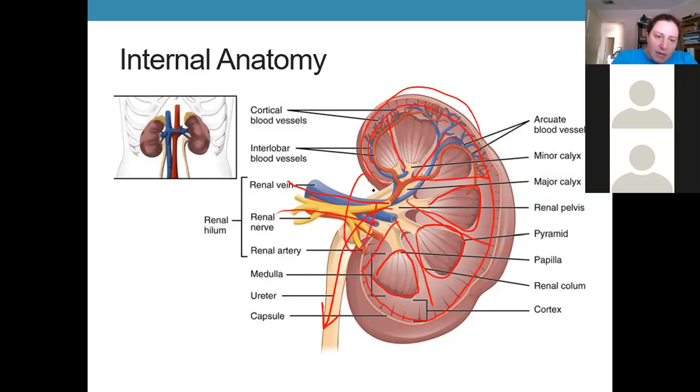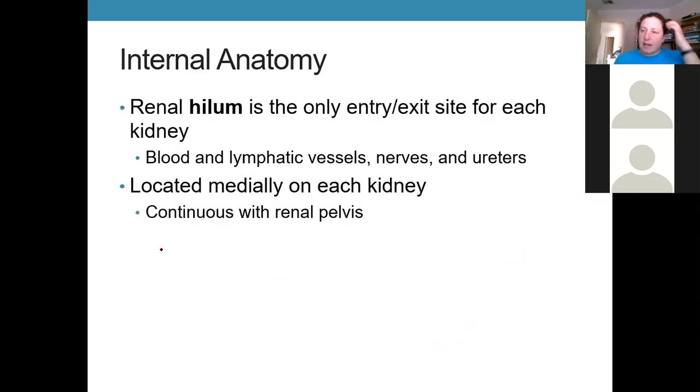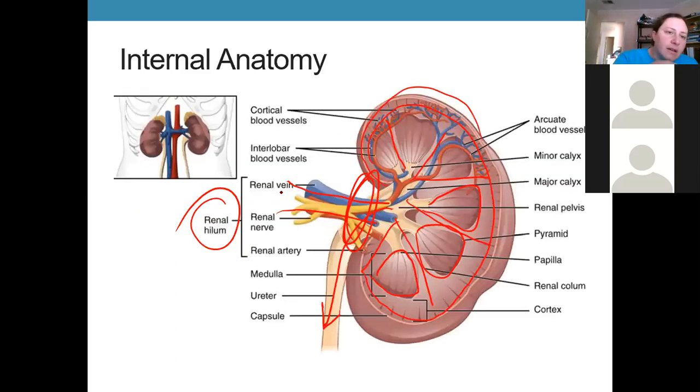So everything comes in and out at this same place, which is called the renal hilum. So it's the only place that anything comes into or out of the kidneys. The rest of it is surrounded by that triple capsule. So both blood and lymphatic vessels, nerves, and ureters. And it's located medially, so towards the middle of each kidney. And as you can see here, that works really well because the blood vessels that the renal arteries and veins come off of are in between the two kidneys.